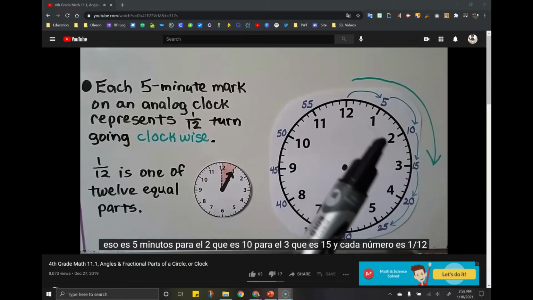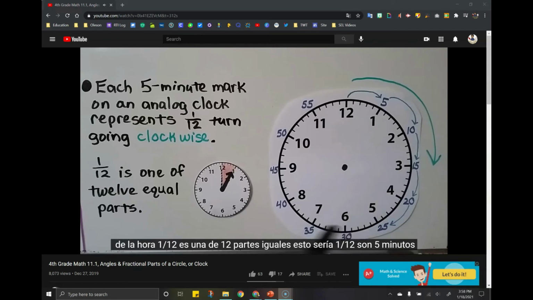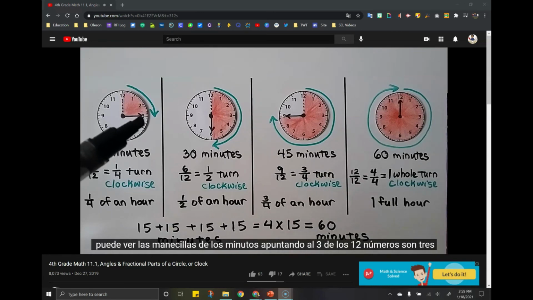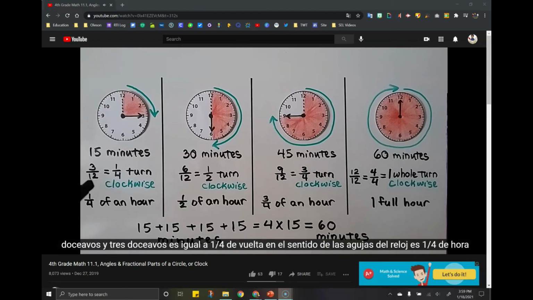And each number is 1/12 of the hour. 1/12 is one of 12 equal parts. This would be 1/12. It's 5 minutes for the minute hand. 15 minutes is 3 of 12 equal parts. It's 3/12. We can see the minute hand pointing to the 3 out of the 12 numbers. It's 3/12. And 3/12 is equal to 1/4 turn clockwise. It's 1/4 of an hour.